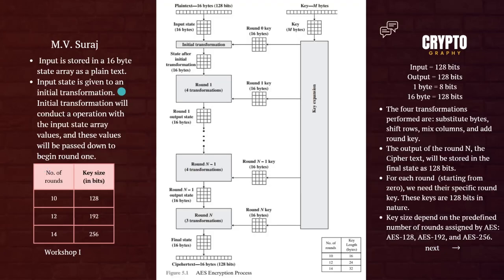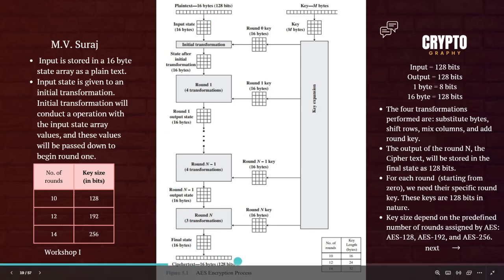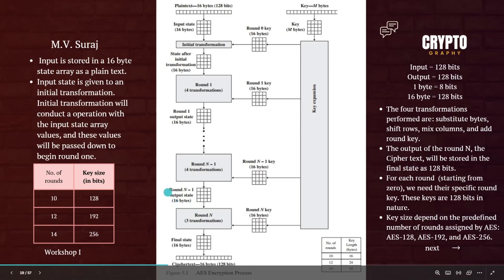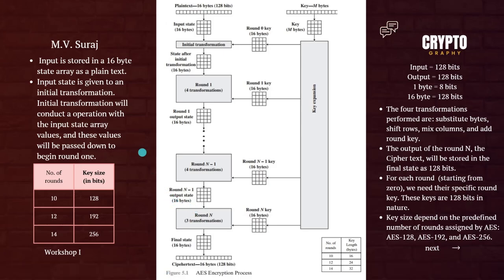So this is the structure of the Advanced Encryption Standard algorithm. In AES, the plain text and the ciphertext will always be 16 bytes or 128 bits. This ensures that no data is lost or added during encryption or decryption. The input, basically the plain text, is arranged into an input state array which is 4x4, or 16 bytes, to make processing easier.